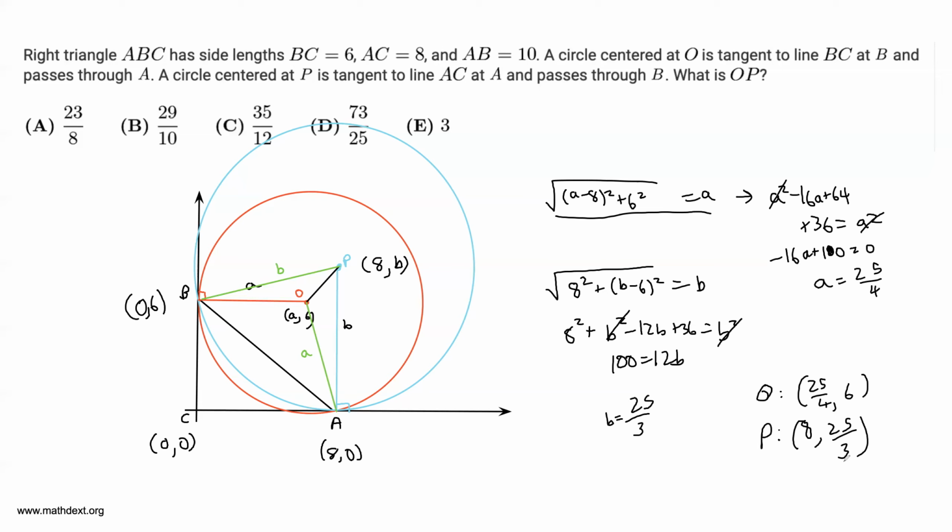So what's the distance between O and P? We use the distance formula again. We get the square root of the difference between their x coordinates, that's 8 minus 25 over 4, that's 7 over 4, squared, plus the difference in their y coordinates, 25 over 3 minus 6, that's 7 over 3, squared. And if you simplify this out, you get 35 over 12. So our answer is C, and we are done.